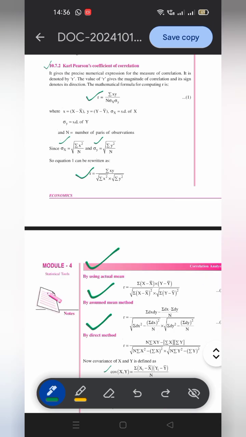Next heading, Karl Pearson's coefficient of correlation. r equals sigma xy divided by n times standard deviation of x times standard deviation of y.